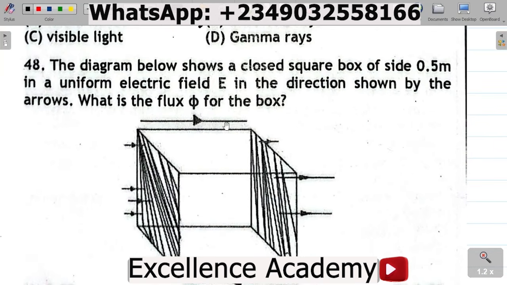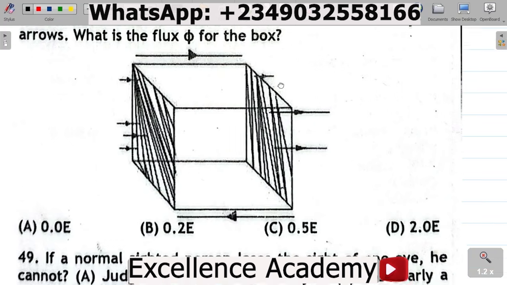Next up, question number 48. 48 says the diagram below shows a closed square box of side 0.5 meters in a uniform electric field E in the direction shown by the arrows. So you can see the direction this way here, moving from left to right. What is the flux? That's the electric flux of the box.